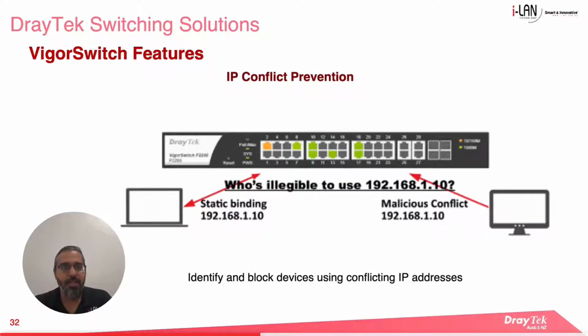In a large network, if a rogue device is introduced with a conflicting IP address, it can cause network stability issues as well as interruptions. Troubleshooting this will also be time-consuming. To remedy this, Dratec introduced IP conflict prevention in the latest firmware versions for Vega switches. The switch will identify the port where the rogue device is attached and alert the network administrator to take action. In the meantime, the rogue device will be blocked on the Vega switch.